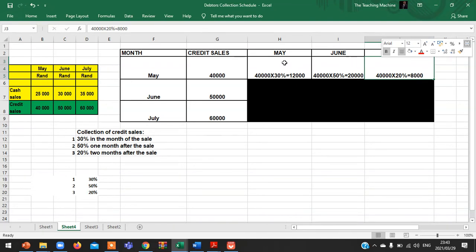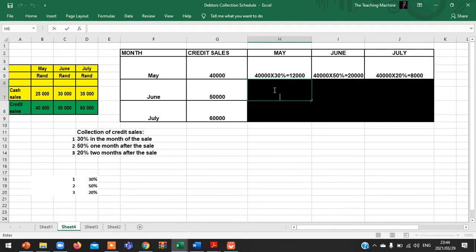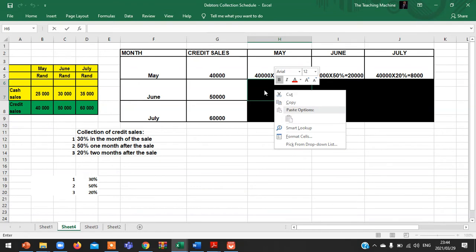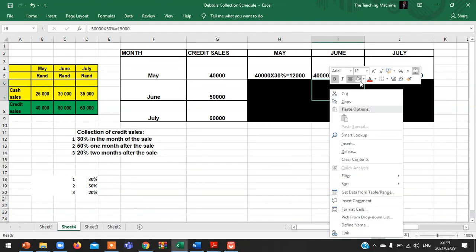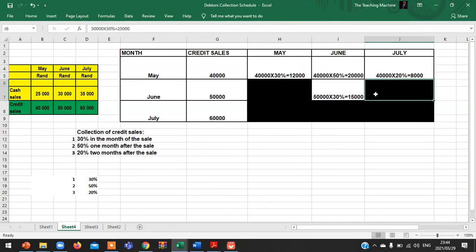So we need to go forward from June to July, June to June, just like that. So in this one, with May, we're going to leave a blank space here because May is before June. Okay. And then from June to June, it's a single month, it's 1. Your 1 says collect 30%. So what is 30% of 50,000? 15,000. From June to July, it's 2 months.